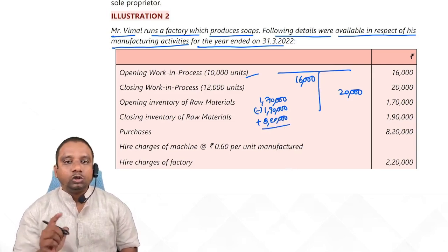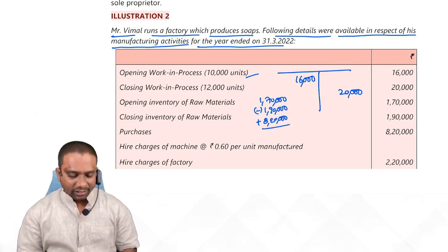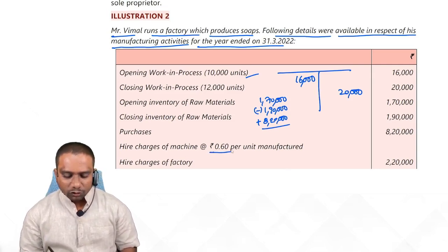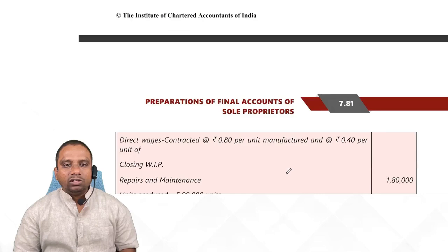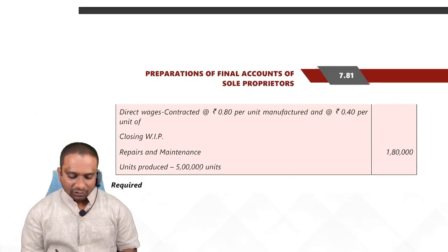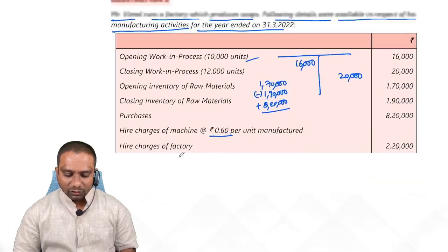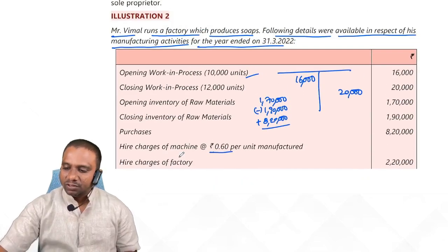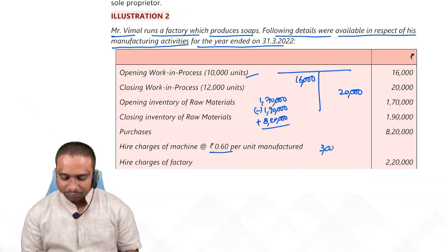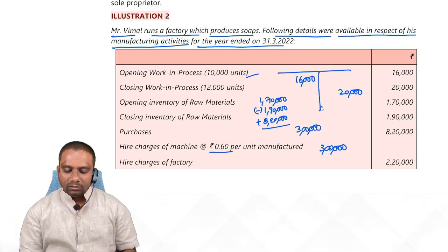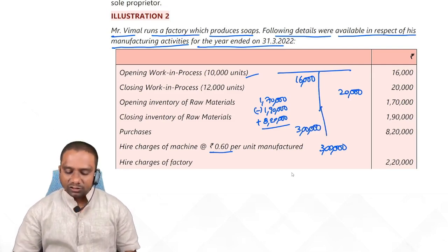Raw material consumed during the year. So calculate it. Next, hire charges of machine 0.60 per unit manufactured. So how many units manufactured? They have given the below. So 5 lakh units manufactured. So 5 lakhs into 60 paisa, 3 lakhs. So 3 lakhs is our direct expense. Next, hire charges of factory.